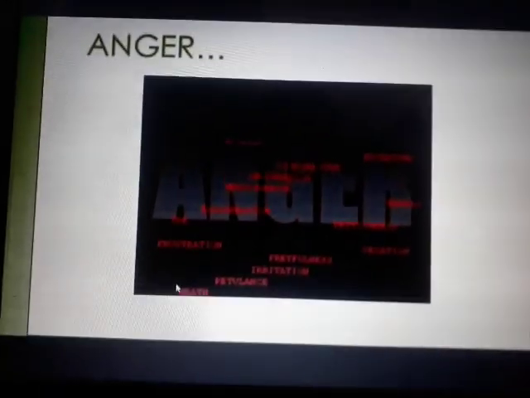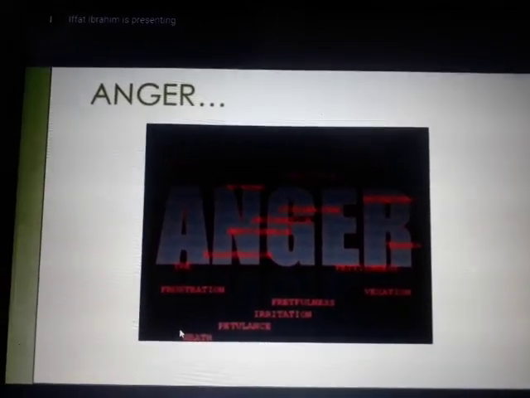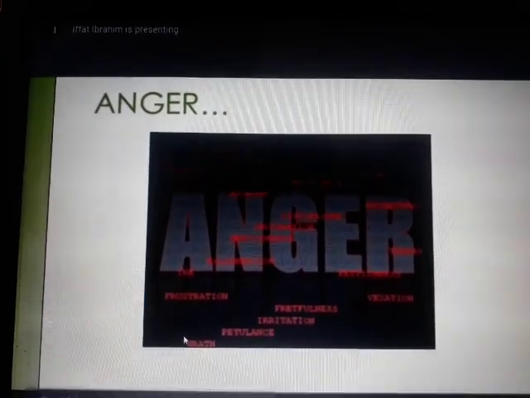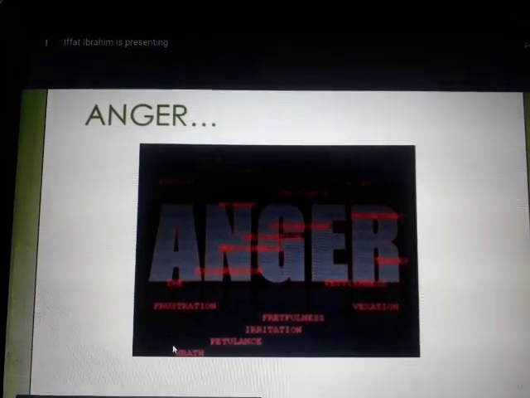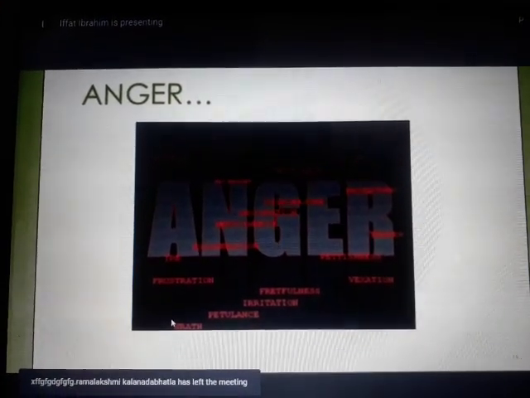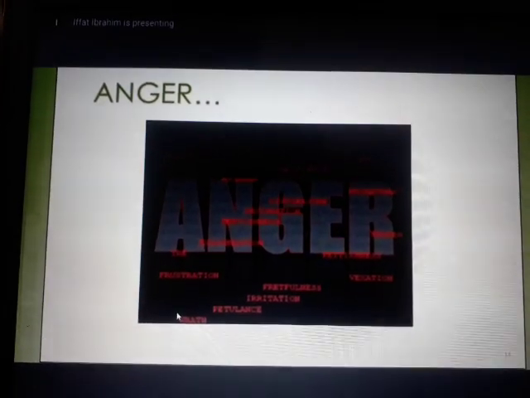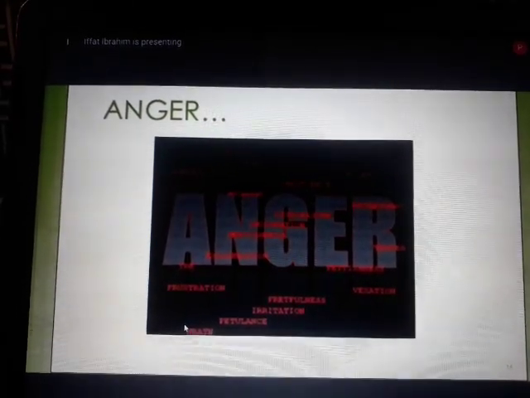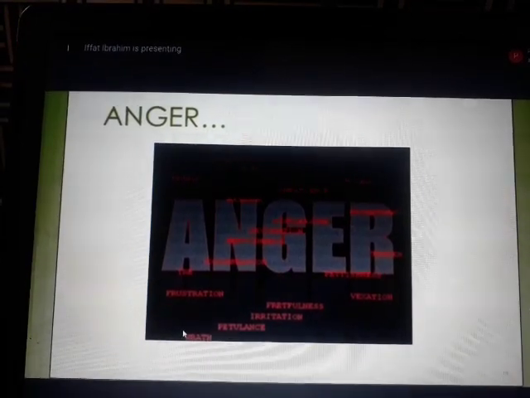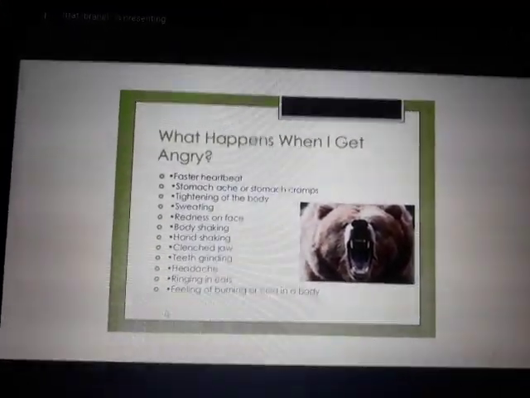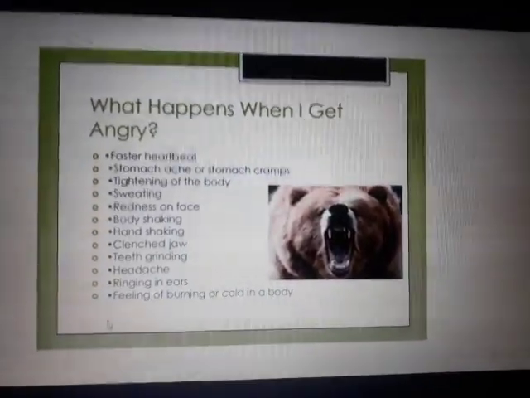Now we come to the most important emotion which we all feel, that is anger. And we would all like to control anger. Some of us get angry very quickly. Some of us are a little bit more patient and we get angry a little bit later. But anger is one emotion that we would all like to actually control. So now what happens when you get angry? I'm sure that you have all felt these emotions.